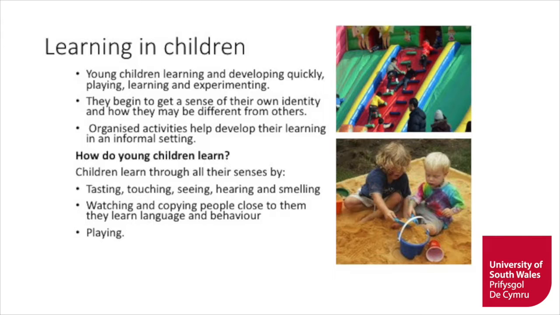So how do children learn? They learn through all of their senses, by taste, touch, seeing, hearing and smelling. They learn by watching and copying people close to them, and they learn by language and behaviour. And that play environment is very much that first initial point in that learning process for young children. As we move up the age group, or maturational status within a child, there'll be different elements to learning which will occur, which will be discussed as we progress through this module.